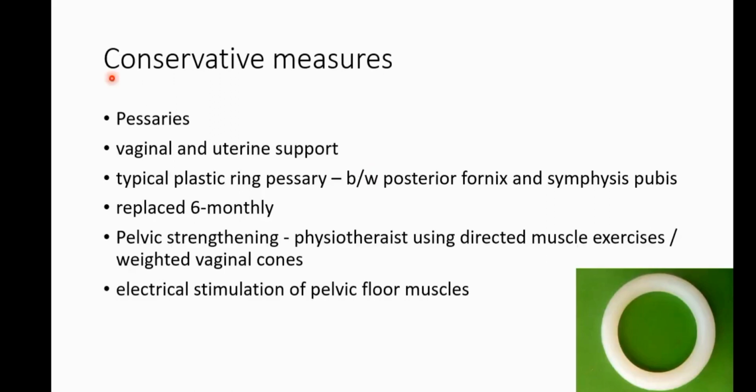The conservative measures include pessaries. A pessary can be inserted in a patient who is in the childbearing age, who does not want hysterectomy, who wants to postpone surgery, or who is not fit for surgery. It is inserted between the posterior fornix and the symphysis pubis, and replaced 6 monthly, after being washed. It is mostly a silicone pessary which is inserted inside the vagina according to the size, and we have to teach the patient how to use it.